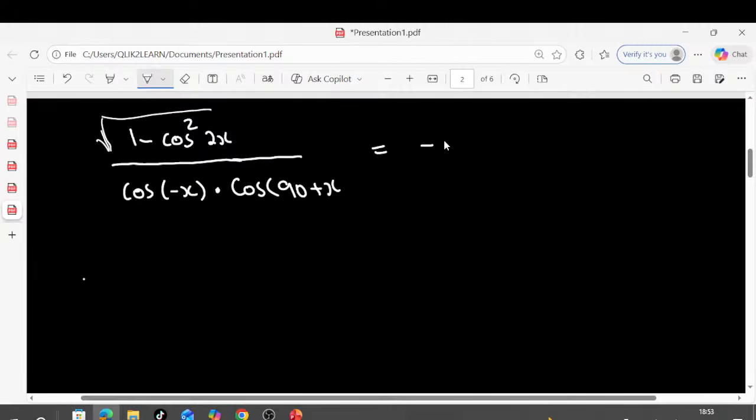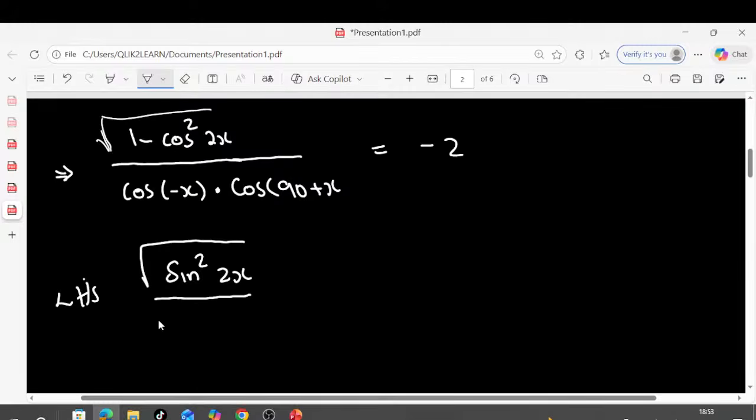They said that we should prove that this is equal to negative 2. So remember the top part. We can change that into sine squared 2x. And we still have the square root. The bottom part, remember this is my left hand side. The cos of a negative angle, cos is positive because this is in quadrant 4, multiplied by the cos of 90 plus x. What is that equal to? This is in quadrant 2. How is cos in quadrant 2? Negative. So cos changes into sine. This will be negative sine x.